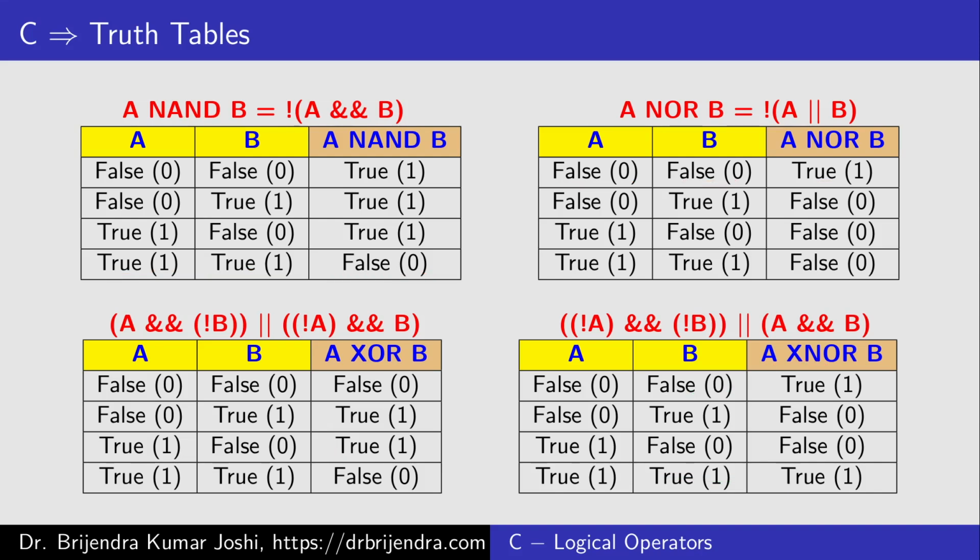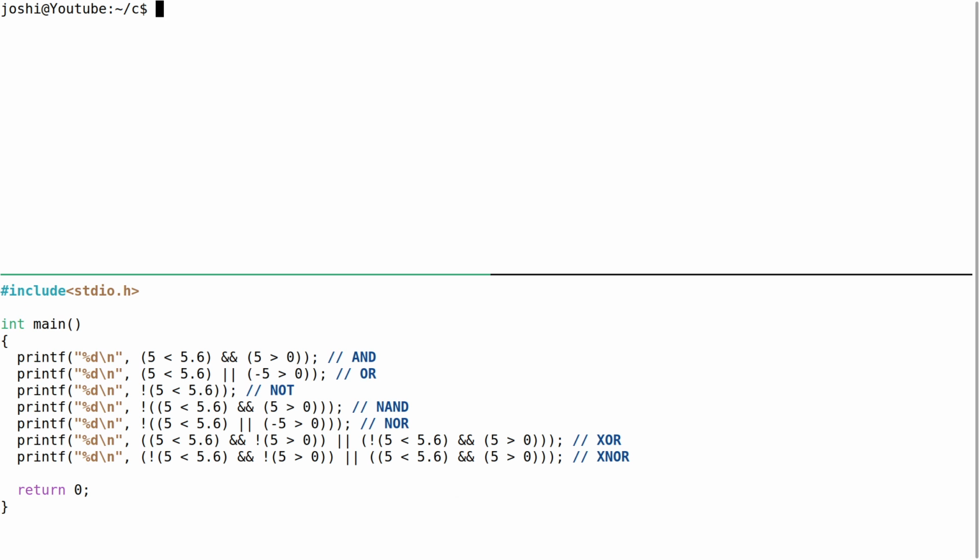So I have made a simple program. Let us see. In the bottom pane, I have shown the source code. This line is for logical AND. This is for OR. This is for NOT, NAND, NOR. This is XOR, XNOR. I have taken just arbitrary examples. The only requirement is that both the operands on both sides of these logical operators must result in a Boolean value. Any expression or statement which results in a Boolean value can be used on both sides of these operators, except NOT. NOT is a unary operator, it requires only one operand.